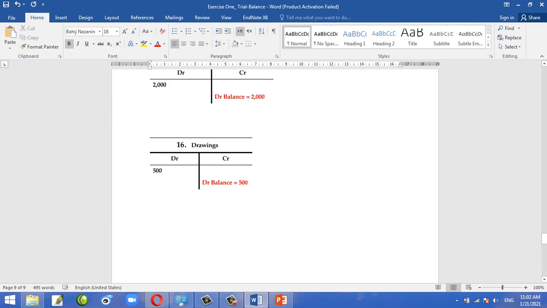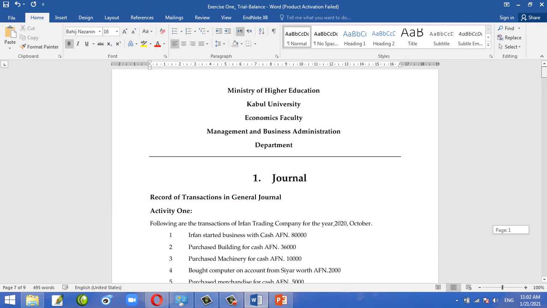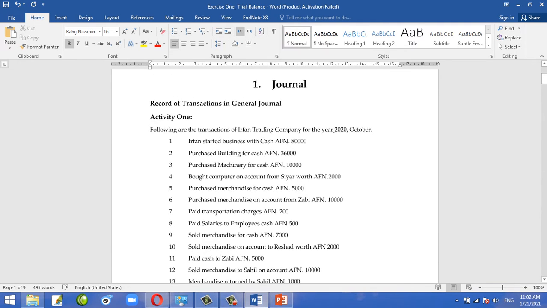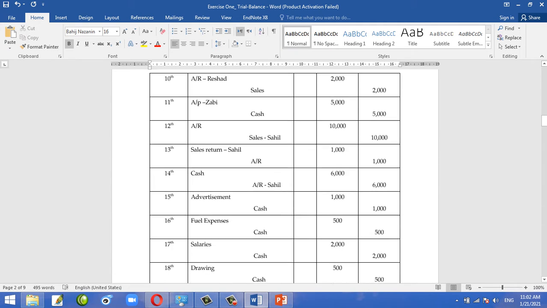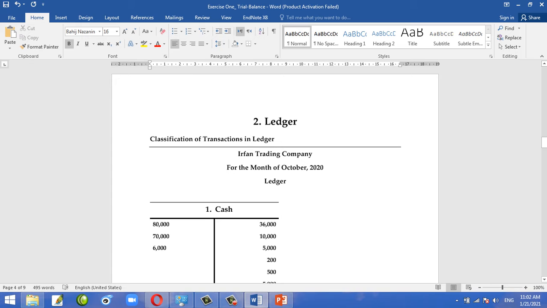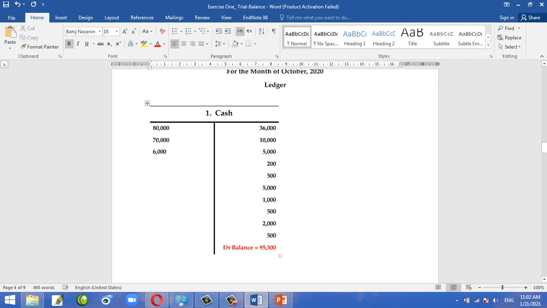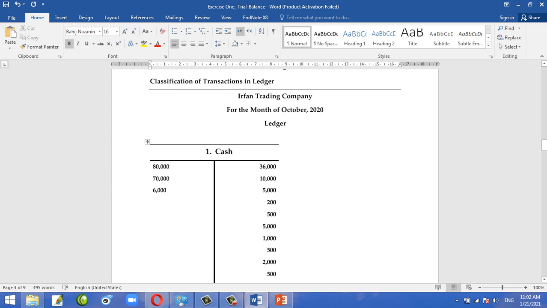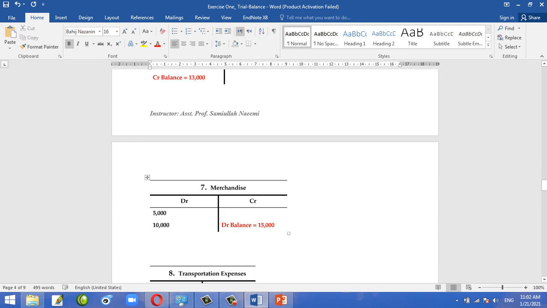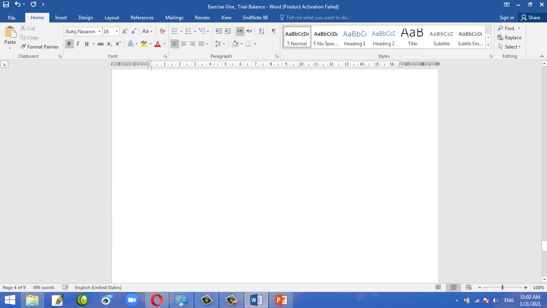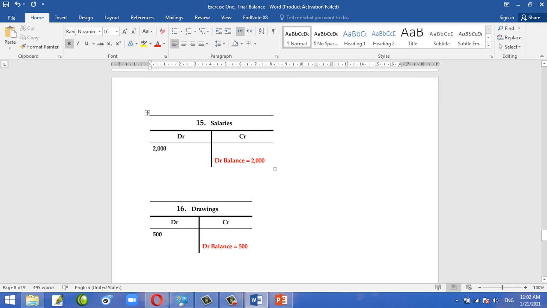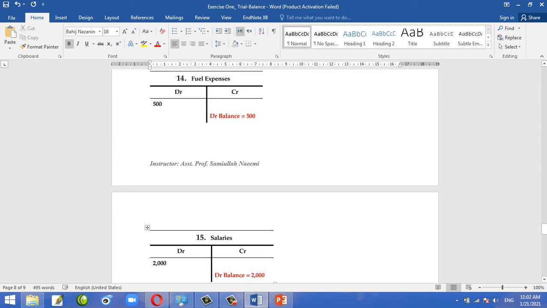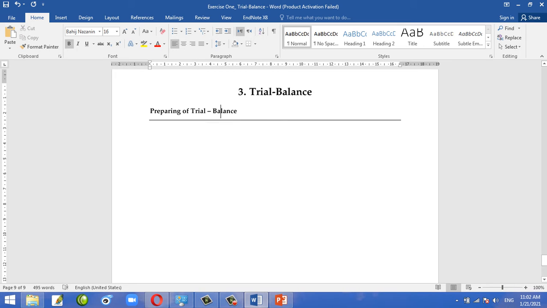If you remember in the previous lecture, we recorded the transactions in the journal. After that we prepared the ledger, posting the transactions from journal into the ledger. These are all the accounts. Right now we are preparing a trial balance. There are 16 accounts, drawings is 16 and salaries is 15, so in total we have to create 16 accounts here.